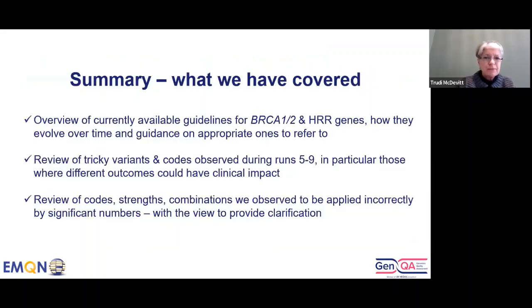So next slide, please. In summary, what we've covered in this webinar: we've carried out a review of what guidelines are available for participants to refer to as they go into Run 10. We've explained how they evolve over time and provided guidance on appropriate ones to refer to. We've covered an overview of previous runs, looking at tricky variants and codes that were observed, and in particular those where different outcomes could have had a clinical impact. And we've carried out a review of code strengths and combinations that we observed to be applied inconsistently by significant numbers. We hope that we've provided some clarification to help with this for future runs.